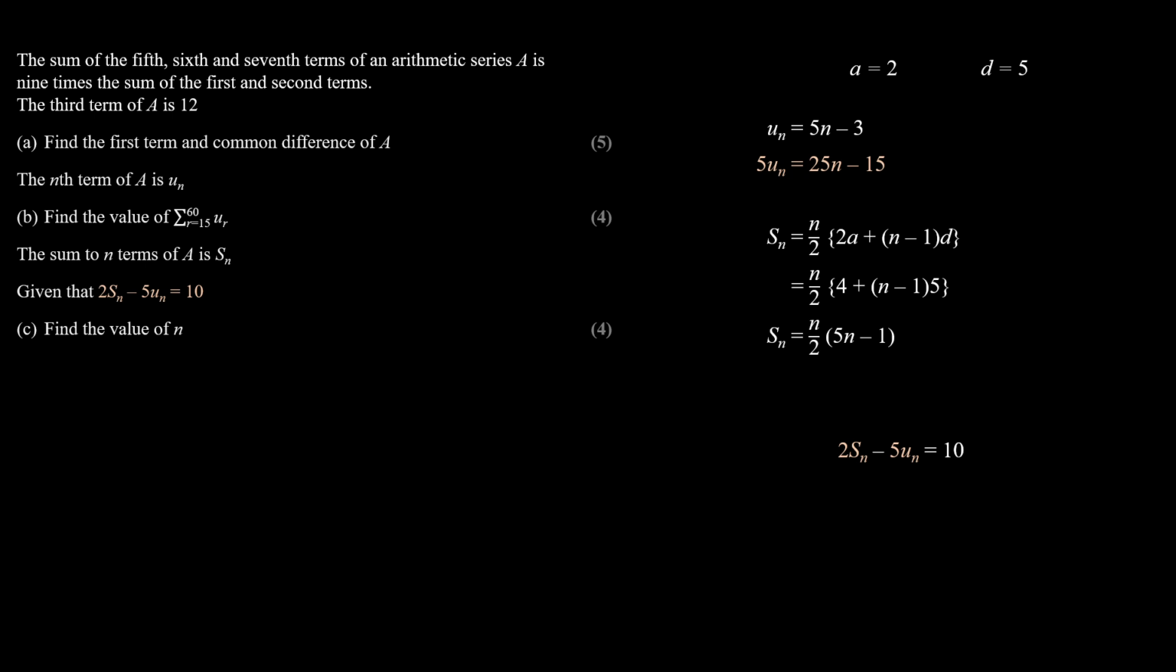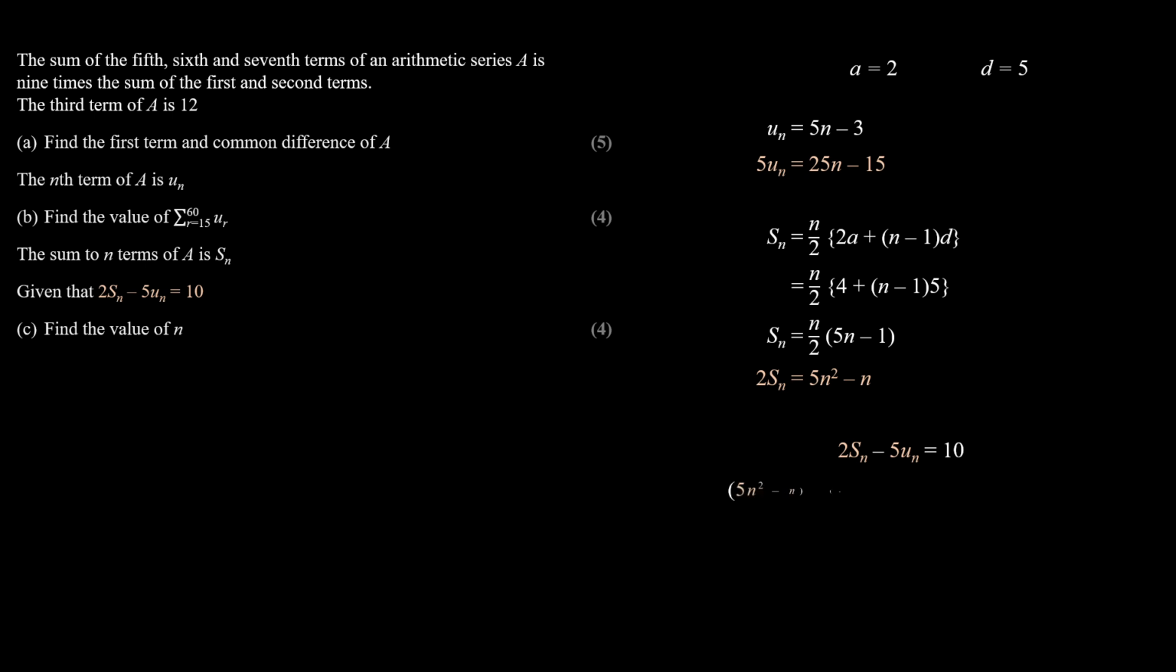Now, we need to find the value of n from the given equation. Since Un equals 5n minus 3, 5 times Un is 25n minus 15. The formula for the sum of the first n terms, Sn, is n over 2 times 2a plus n minus 1 times d. Substituting a as 2 and d as 5, we find that Sn equals n over 2 times 5n minus 1. Doubling both sides, we get 2 times Sn equals 5n squared minus n.